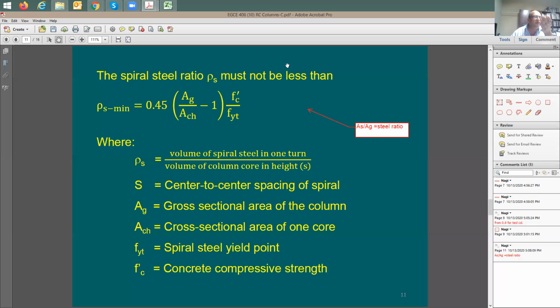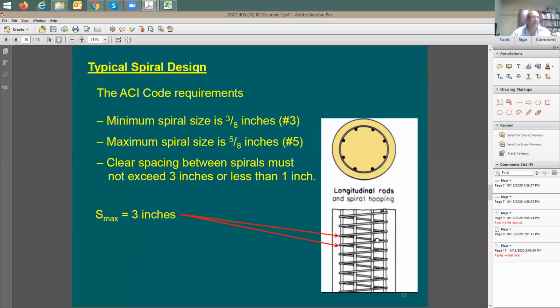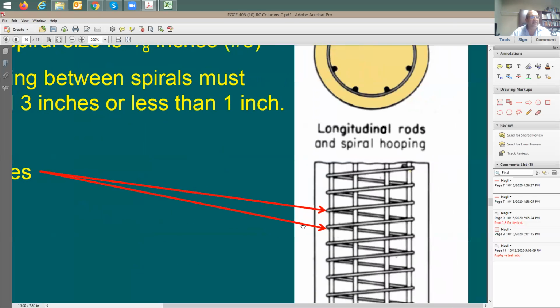So what does it mean by this volumetric steel ratio? I'm not clear on this. Look at this. Rho_s is going to be equal to the volume of the spiral steel in one turn, which means like one cycle, divided by the volume of the concrete core in that height, the spacing, s. So what is s? s is going to be the distance from here to there. I'm going to call this s.